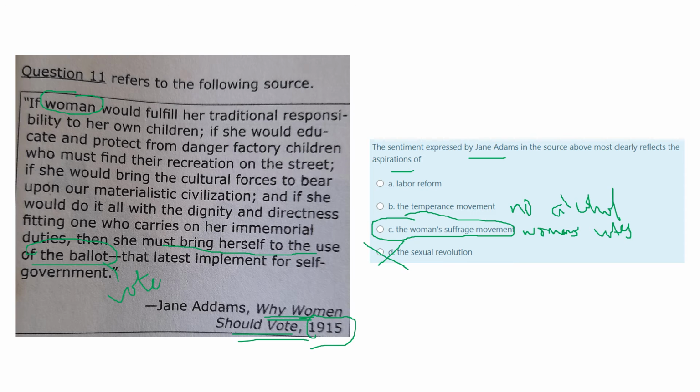You can get it from the title, Women Voting. You can get it from women and about the ballot box. Quite an easy question, as long as you recognize that suffrage means the right to vote.